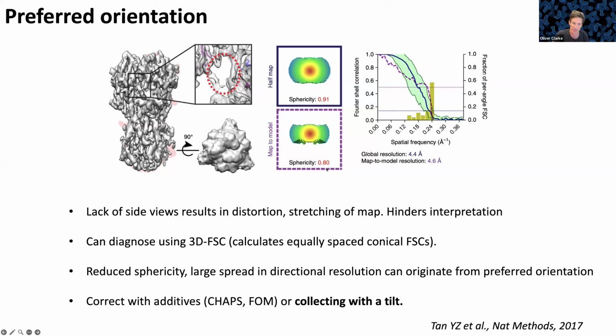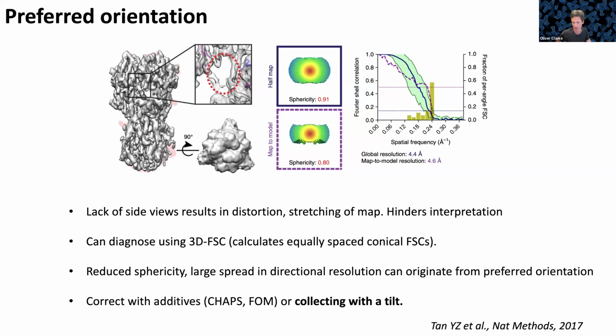And so what you see in that, if you do that, you'll see if you have a preferred orientation, you'll see reduced sphericity of the 3D FSC, and you'll also see a large spread in the directional resolution from those conical FSCs that can originate from the preferred orientation.